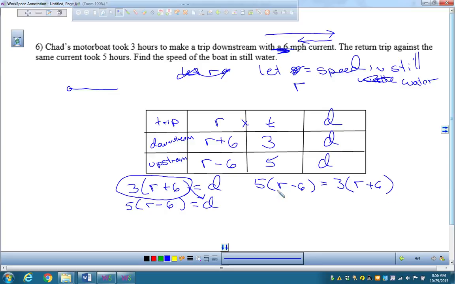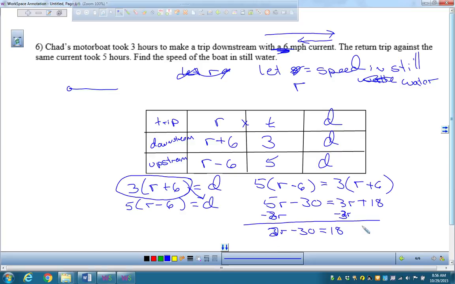And this is a very simple equation to solve. 5R minus 30 equals 3R plus 18. I subtract 3R from both sides. I get 2R minus 30 equals 18.